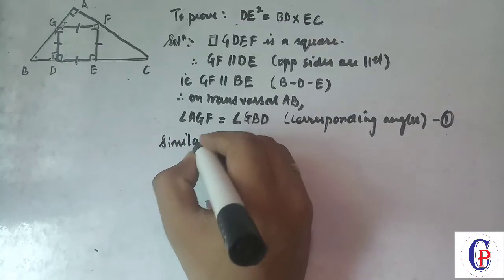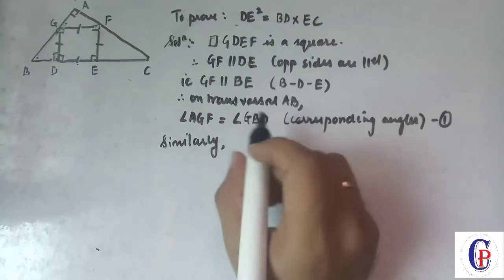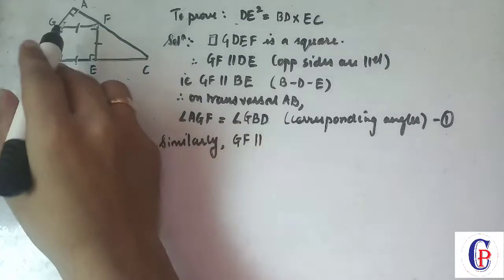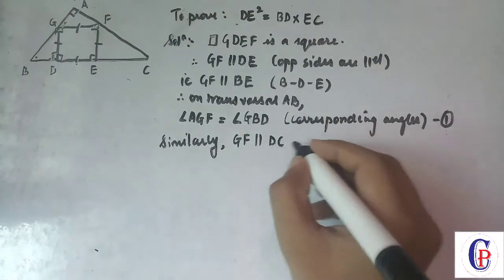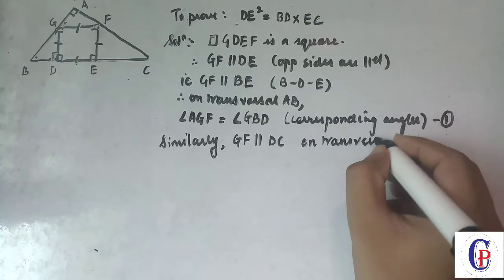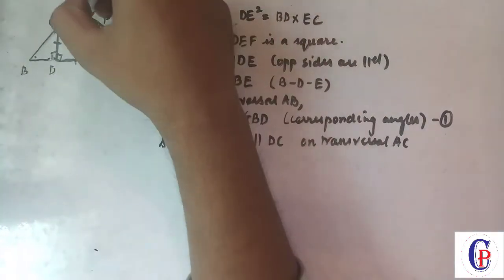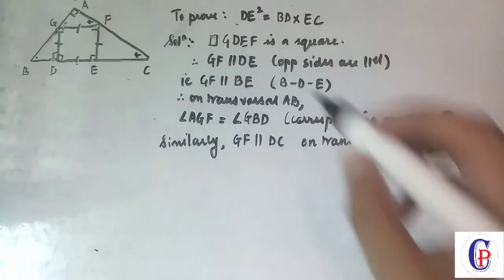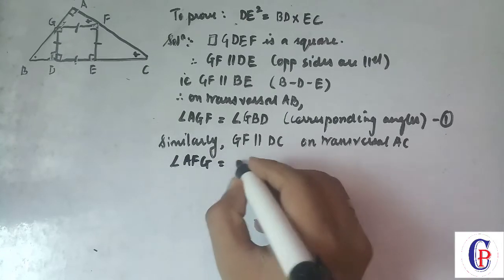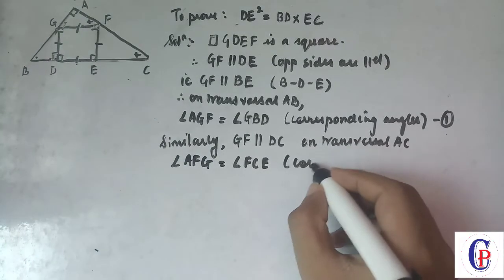Similarly, now I am writing it just in short, GF is also parallel to DC, and on transversal AC, the same thing we apply on the right side, so we get these two angles equal. Therefore angle AFG is equal to angle FCE, again corresponding angles.